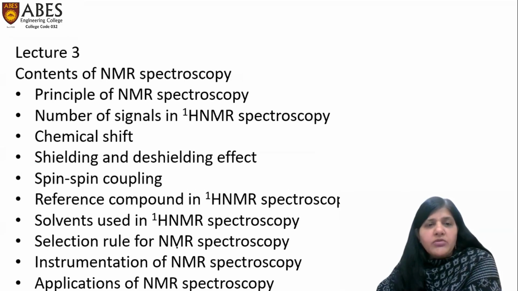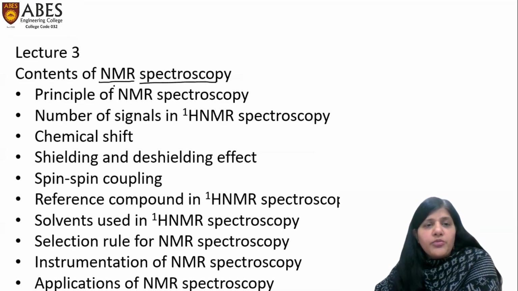Lecture 3 will be about NMR spectroscopy, the nuclear magnetic resonance phenomena. This lecture will contain first the principle of nuclear magnetic resonance phenomena, or NMR spectroscopy, then how the NMR can be studied. We are taking the example of the proton. Proton is an NMR active nucleus with an I value of 1/2. Then the number of signals will be calculated in proton NMR spectroscopy.